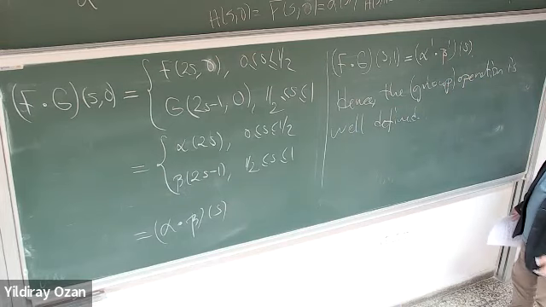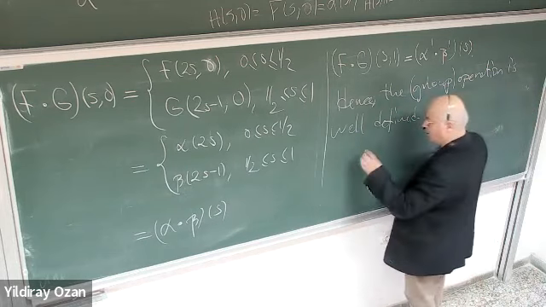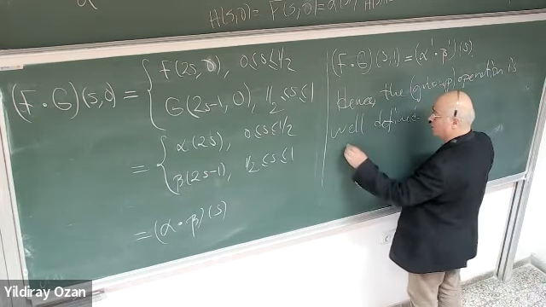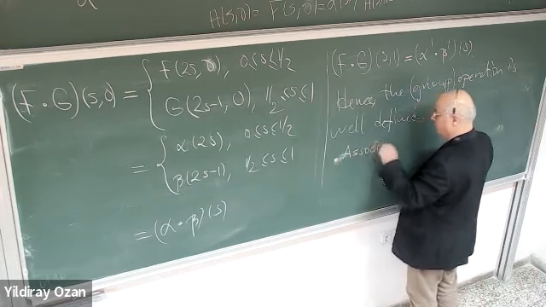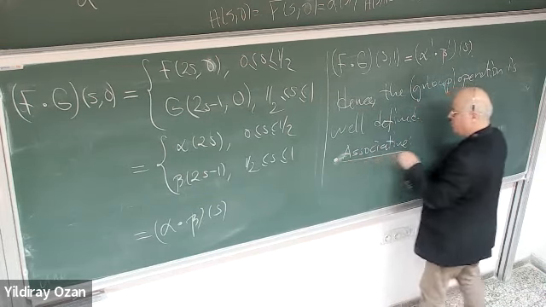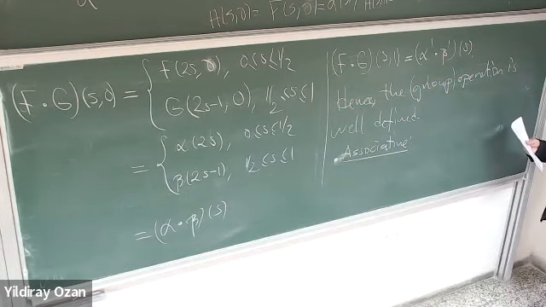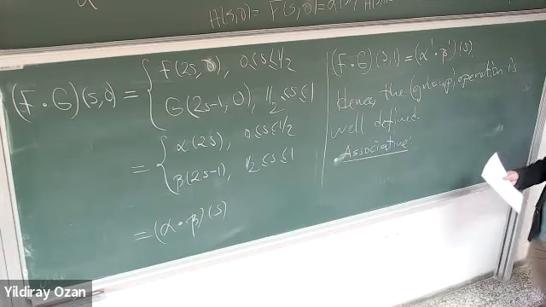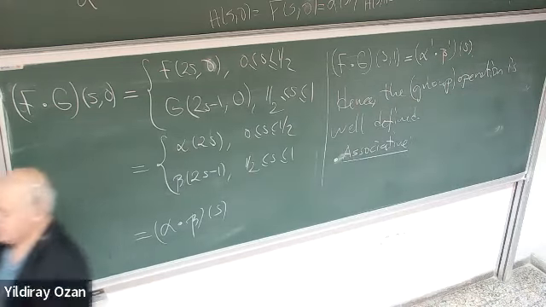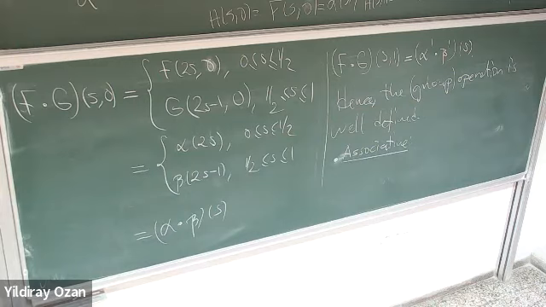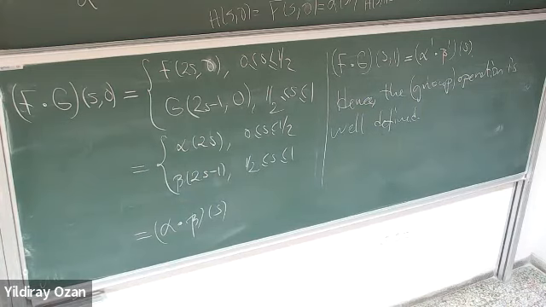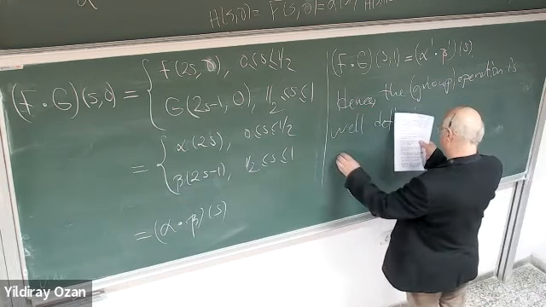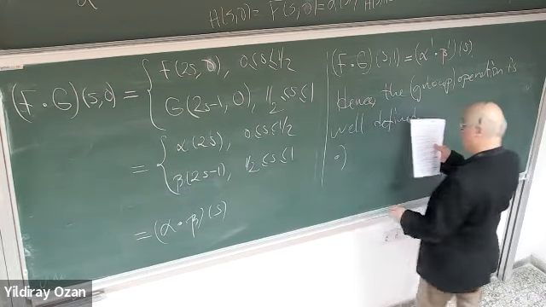For this thing to be a group operation, it should satisfy three conditions. The operation is associative. Associative is the difficult one, so let's do that last. The others are easy. Actually I don't have much time left. So associative is the difficult one. I mean, it's not difficult, but it is tedious to write down. Let's start from the easy one.